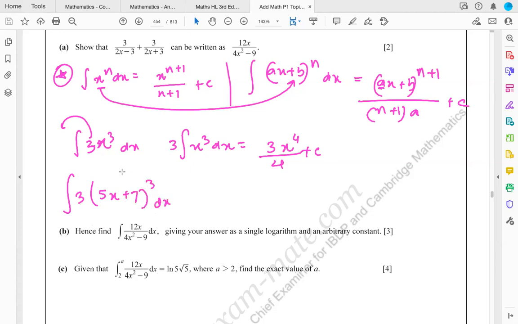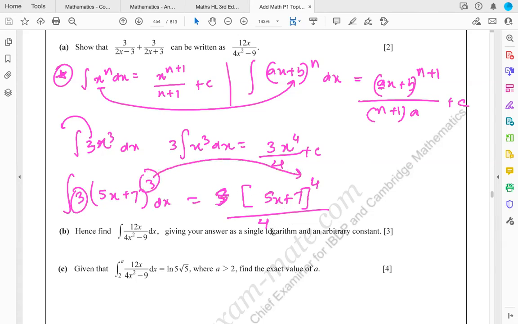Now there were two different ways. You could have expanded each term and then integrated, or otherwise you could just integrate it as 5x plus 7 to the power of 4 divided by 4. This 3 remains as it is, so this 3 is outside. So 3 times 5x plus 7, here n is 3, so 3 plus 1 is 4 upon 4 into the coefficient of x, which is 5. So that's how you do this particular part.